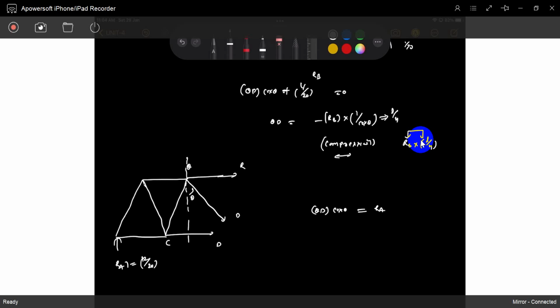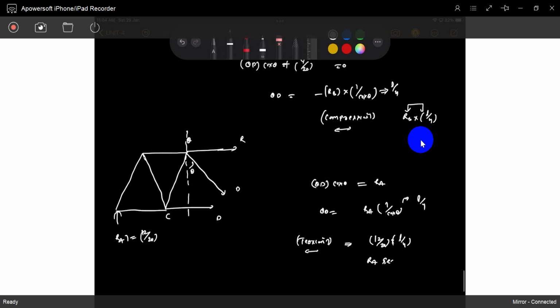Both are in opposite directions. So what is QD? RA times 1 by cos theta. This 1 by cos theta is L by H. So exactly, it's a tension. The tension is equal to this: 12 by 20, L by H. This is RA multiplied by secant theta. This is the tension. Understood?